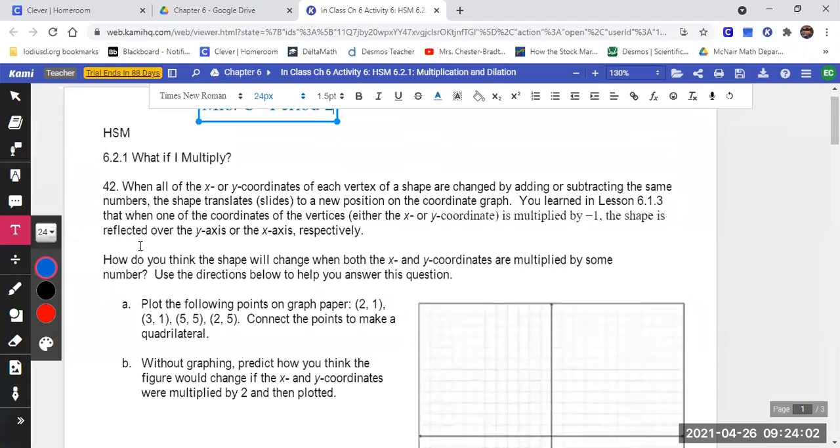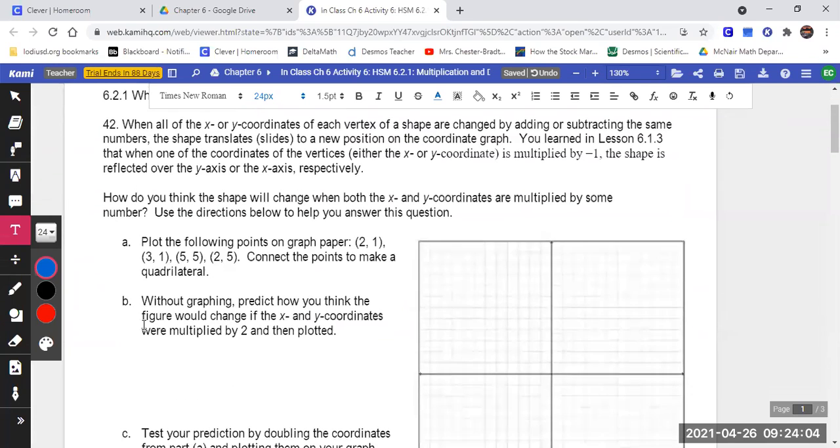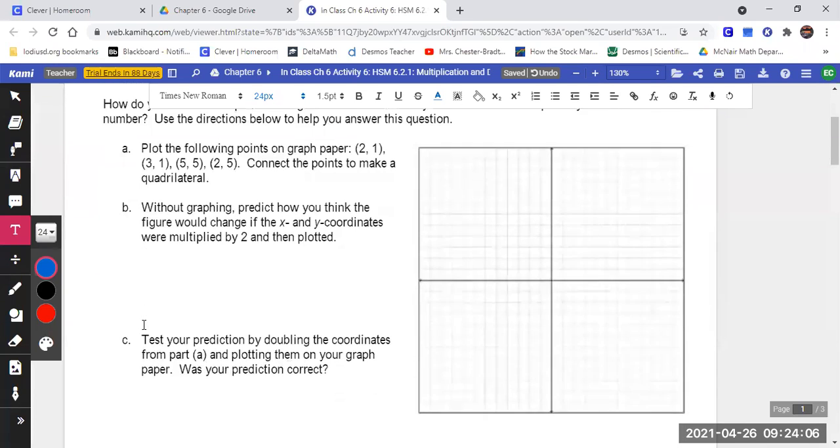Okay, so now I got to get the graph up here a little bit because we have to graph these points.